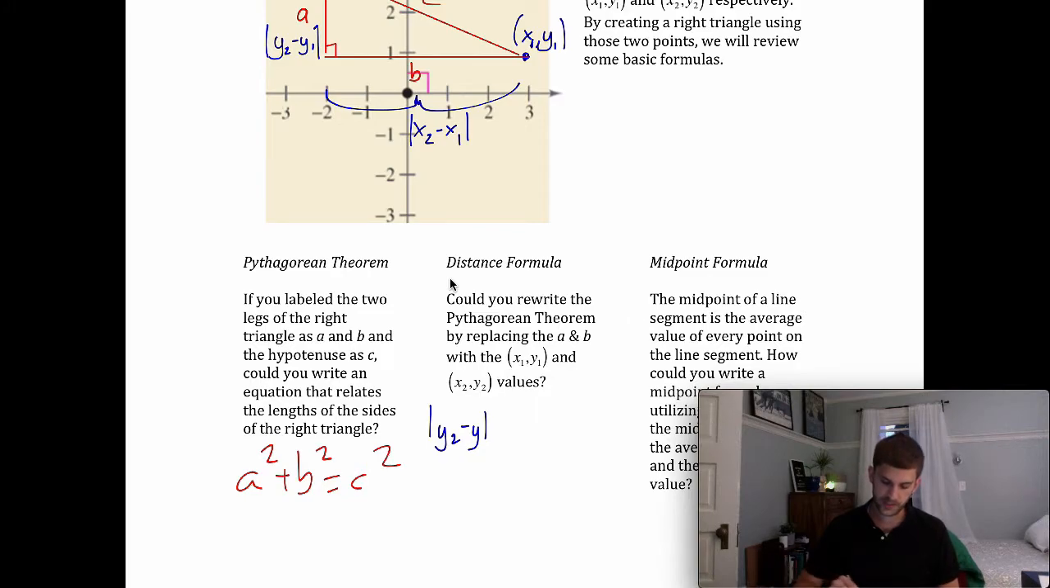So at this point, I'm kind of going back on what I said earlier. At this point, we can kind of ignore the absolute value because whenever you square something, it's not going to be a negative output. You're going to get a positive output. And then plus our b value we said was x2 minus x1. And again, we can ignore the absolute values because when we square, we're going to get a positive output anyways. Equals c squared.